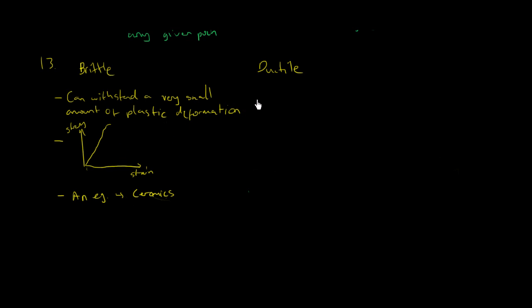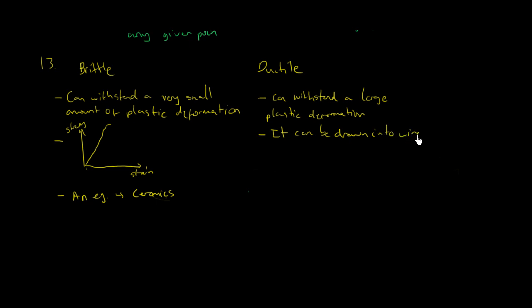For ductile, we have to state the opposite, so that it can take a large amount of plastic deformation. It can accept or withstand, probably a better word there, withstand a large plastic deformation, but especially in the sense that more specifically that it can be drawn into wires. It can be drawn into wires. Okay, that's a really important one.